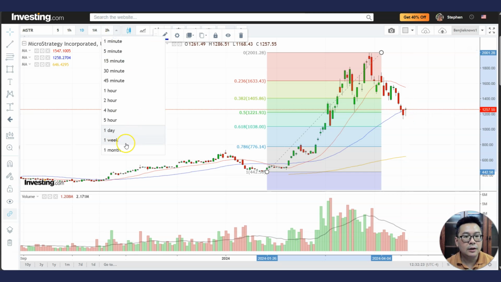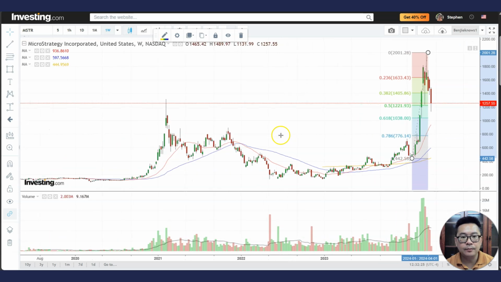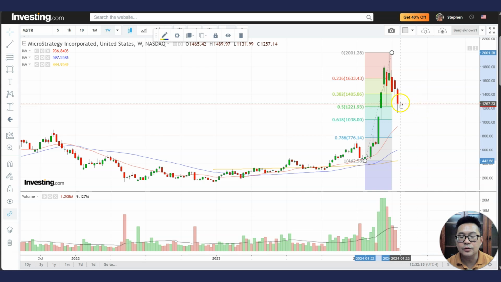Now let's take a look at the weekly charts. The 50% retracement is also about the area of the previous high here. So this stock needs to have slowing bearish momentum. It needs to stabilize before we can even think of buying the stock for a long trade.